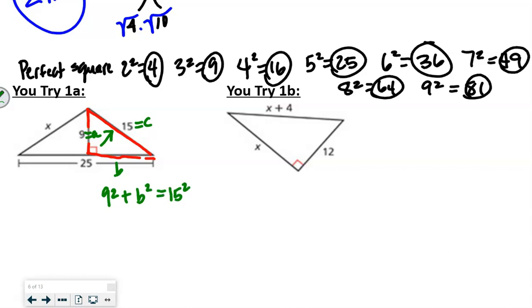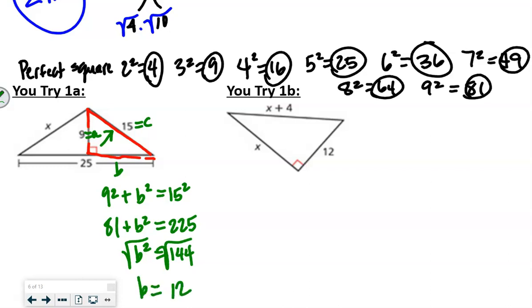So again, a squared plus b squared equals c squared. So this is 81. That's still our b squared, right? And that's going to be 225. So we're going to subtract the 81 from both sides. That's going to give us b squared is equal to 144. So once again, we're going to take the square root of both sides, right? So we know that b is going to be equal to 12. Okay, so I'm just going to put equals 12 right there.